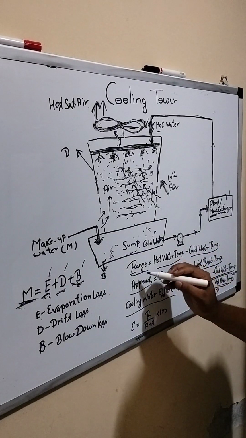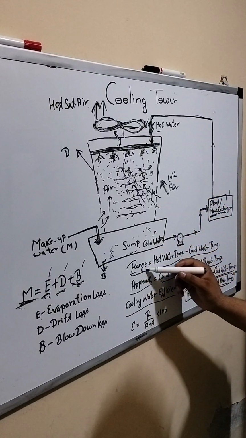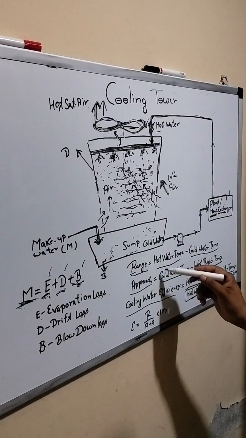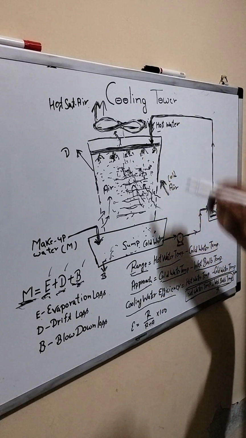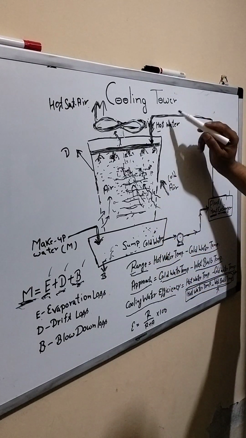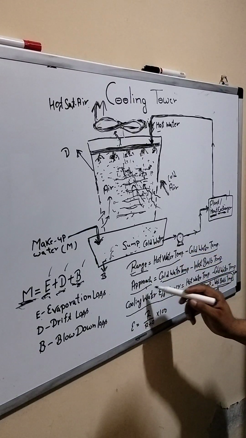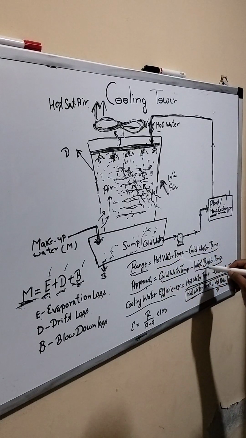Now let us come to some important parts of the cooling tower. The important terms are range, approach, and cooling tower efficiency. What is range? It is the difference between the hot water temperature and the cold water temperature: hot water temperature minus cold water temperature. That is the range. What is approach? Approach is the difference between the cold water temperature and the wet bulb temperature.